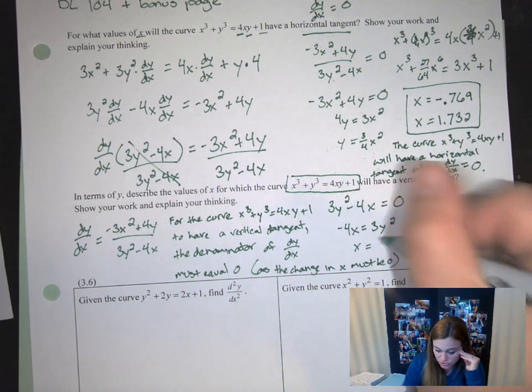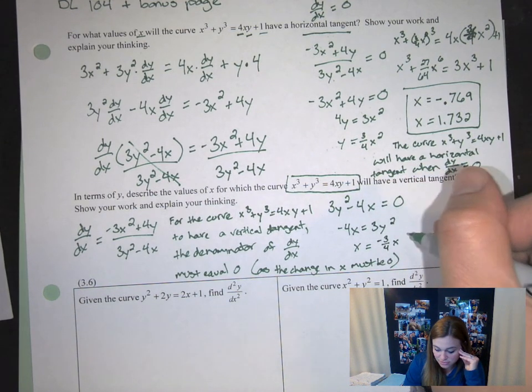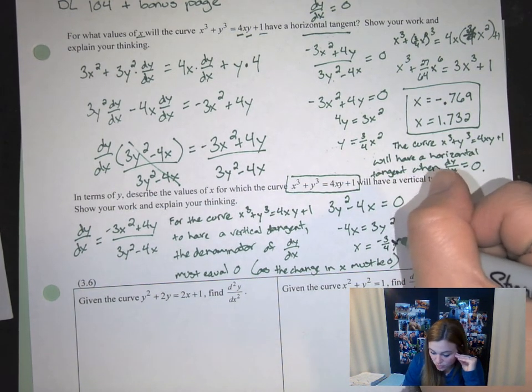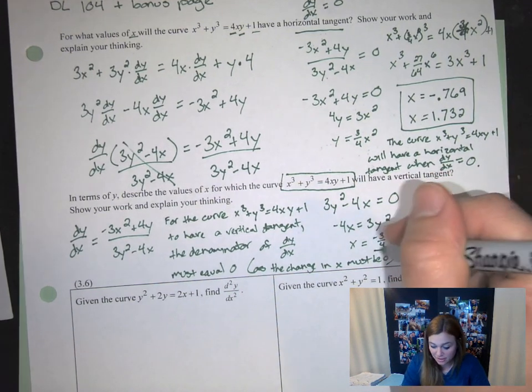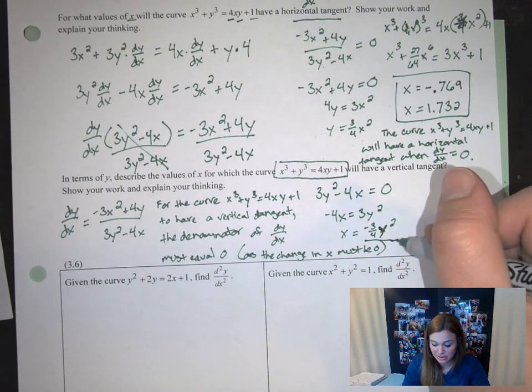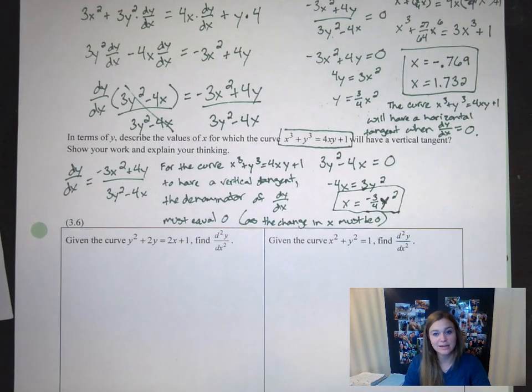x is equal to negative 3/4 y squared. I'm dividing on both sides. This is it. You don't have to find any numbers, nothing else. It's just anywhere where x is equal to negative 3/4 y squared.